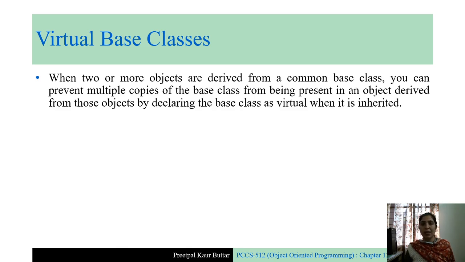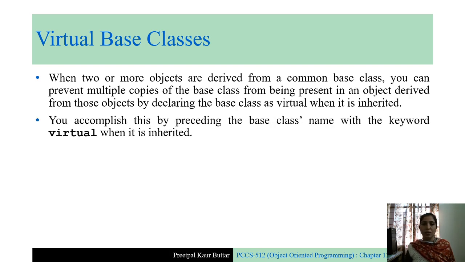So the base class, the top base class, is inherited by Derived1 and Derived2. So when Derived1 and Derived2 are inherited by Derived3, then there exist two copies of the base class in Derived3. But we want only a single copy of the base class in Derived3. So this can be accomplished using the virtual base classes. Okay, so to accomplish this we use the keyword virtual. Okay, so let us see how to implement this concept of virtual base classes.